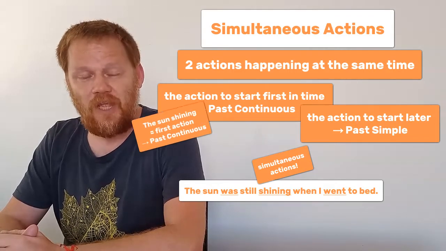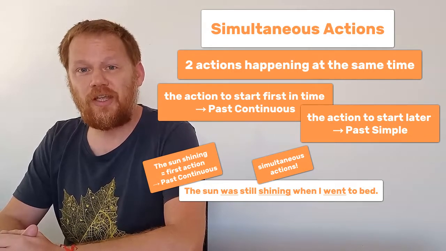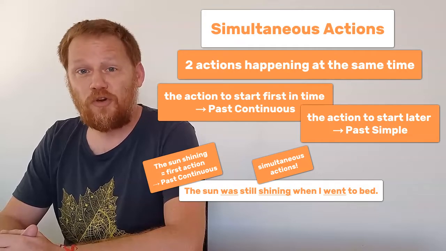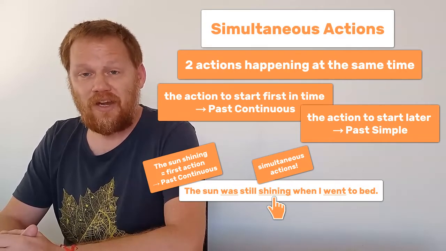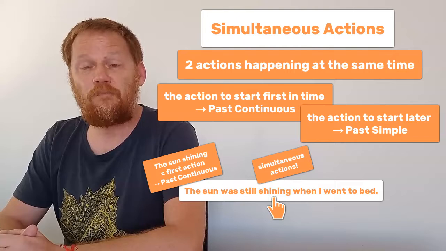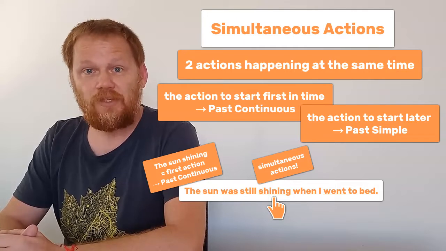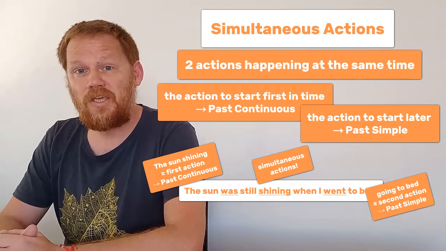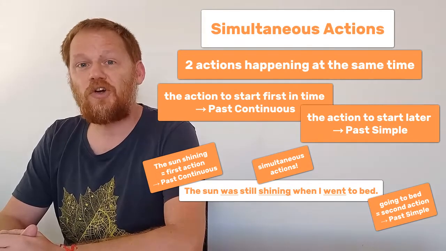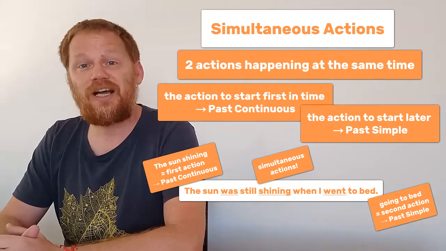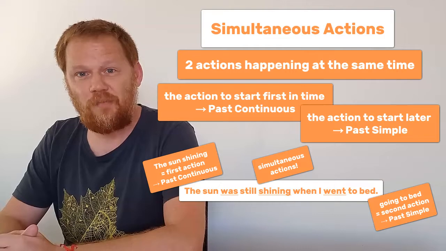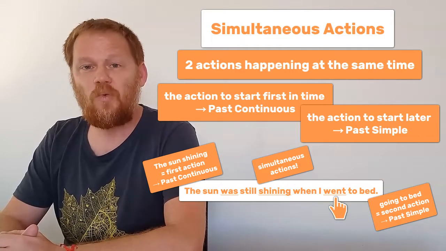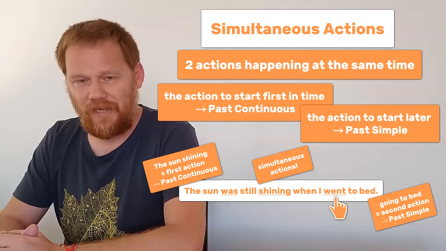And obviously, the sun started shining before I went to bed. So that is our first action in time and therefore conjugated in the past continuous. The sun was still shining. The other action, me going to bed, started later and therefore is our second action in time and is conjugated in the past simple, when I went to bed.